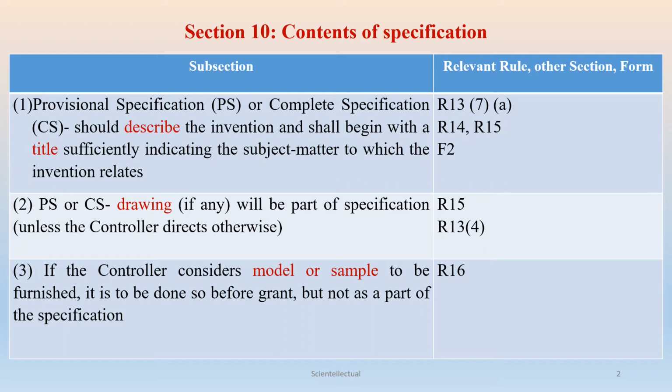Subsection 3. If there is any model or sample related to the invention for which the patent has been applied, the controller may require the model or sample to be furnished before grant, but this model or sample will not be part of the specification. The relevant rule for this model or sample representation is Rule 16.